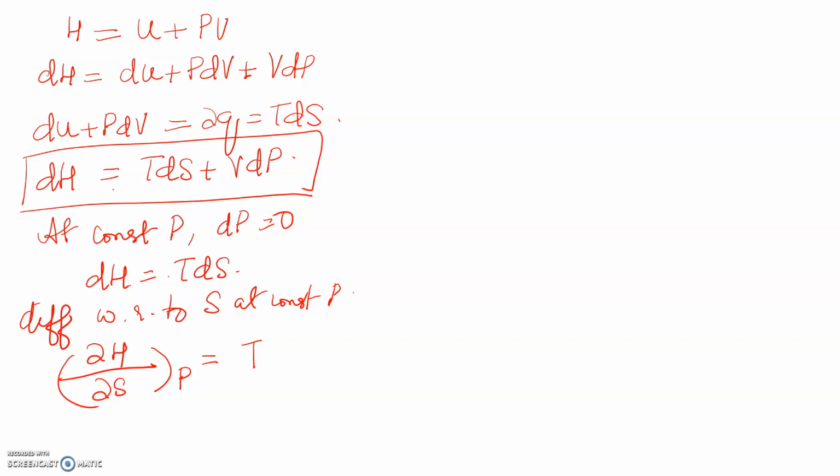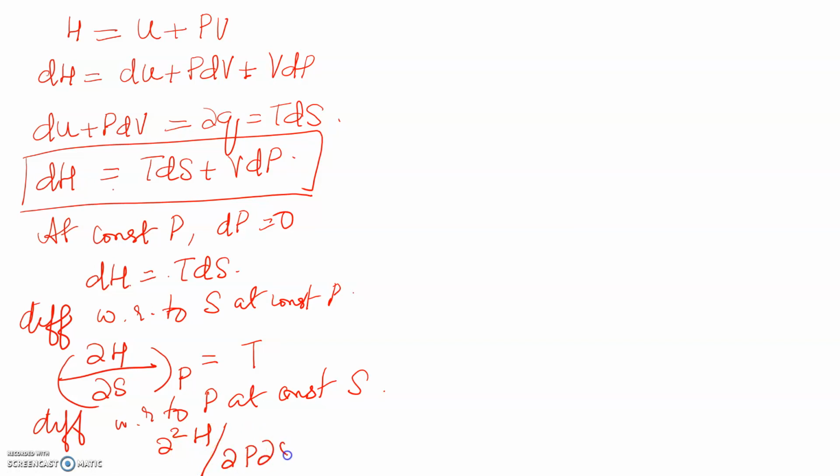Now let's differentiate this again with respect to P at constant S. Differentiating with respect to P at constant S, what do you get? ∂²H/∂P∂S will be equal to ∂T/∂P at constant entropy.